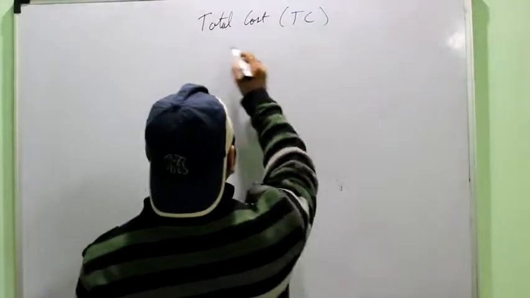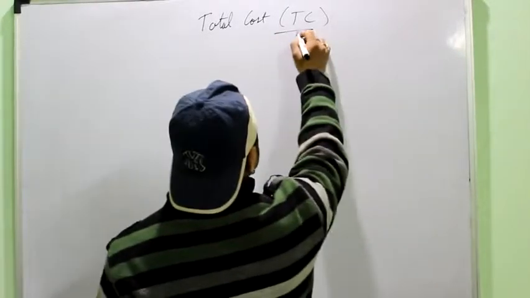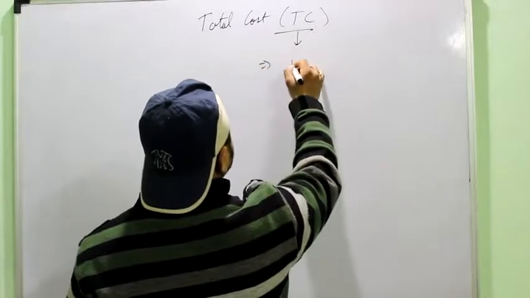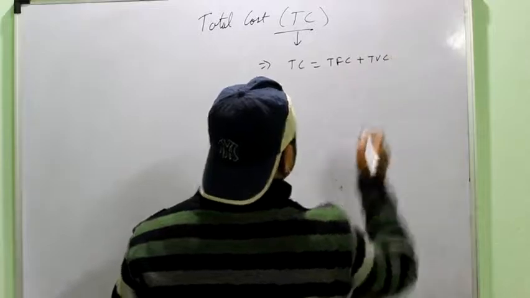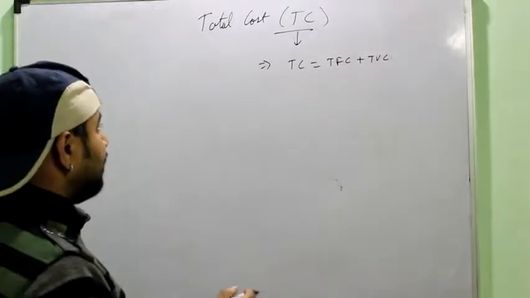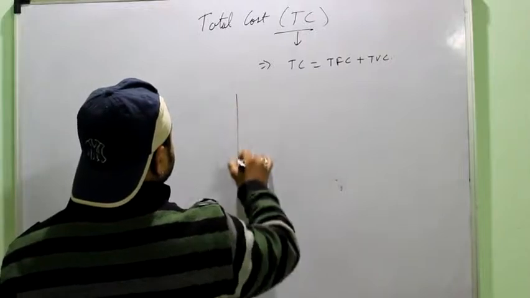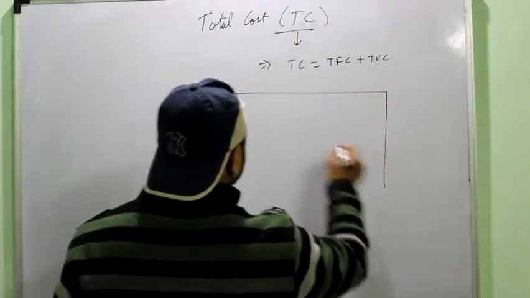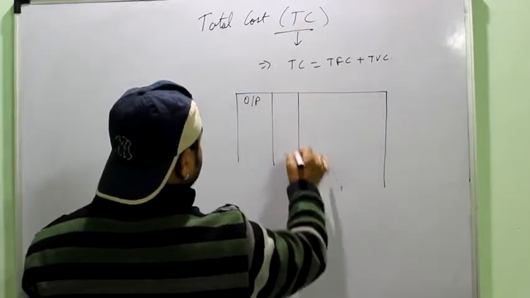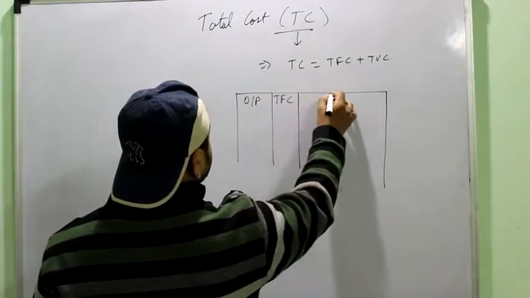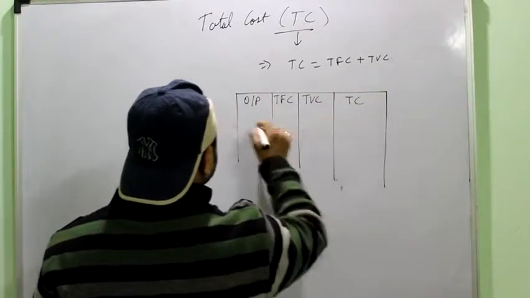Now, after studying about the total variable cost and the total fixed cost, we have to study about the total cost, TC. As already stated, TC is the sum of total fixed cost and the total variable cost, right? With the help of a schedule, we can understand it. Suppose this is the output produced, TFC, TVC and TC.